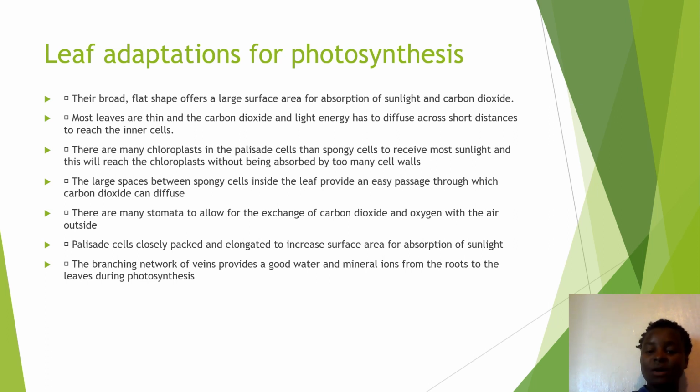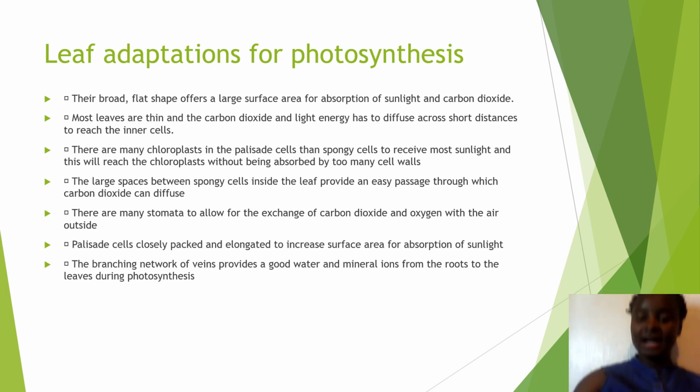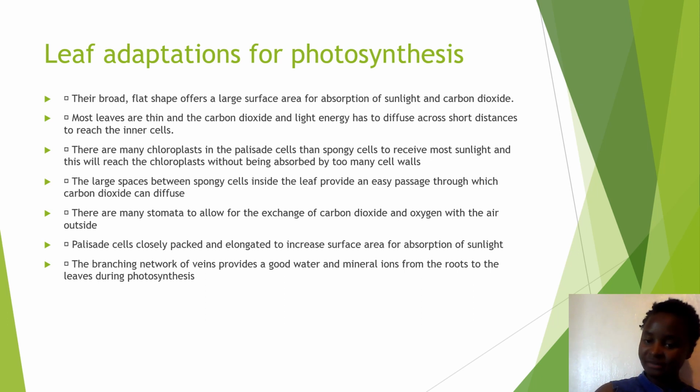Another thing, on the spongy mesophyll cells, these leaves have much bigger spaces, and those air spaces make it easier for carbon dioxide to diffuse in and for oxygen to diffuse out during photosynthesis, right? Another thing is that these leaves have many stomata. Why are they important? They allow gaseous exchange to take place, allowing carbon dioxide to enter and oxygen to go out. So these gases enter through the stomata, right?